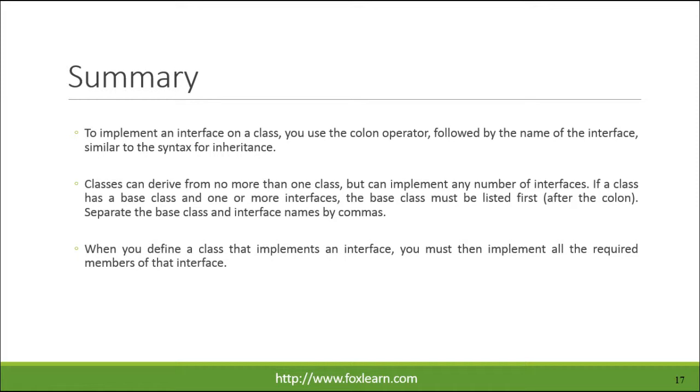To implement an interface on a class, you use the colon operator, followed by the name of the interface, similar to the syntax for inheritance. Classes can derive from no more than one class, but can implement any number of interfaces. If a class has a base class and one or more interfaces, the base class must be listed first, after the colon. Separate the base class and interface names by commas. When you define a class that implements an interface, you must then implement all the required members of that interface.